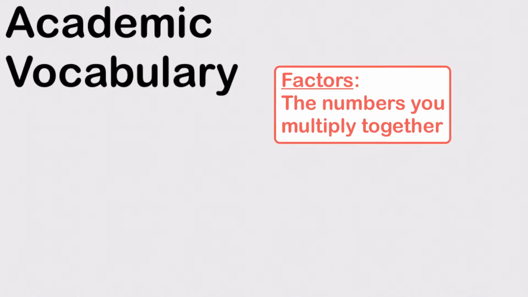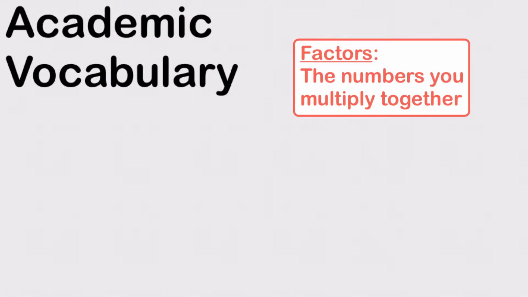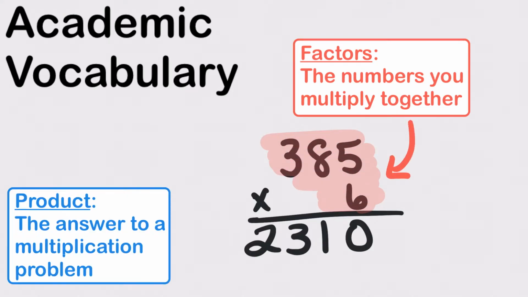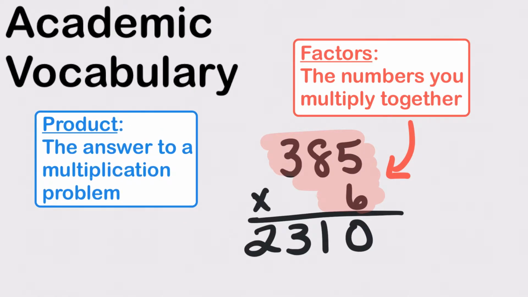First, we have factors, and those are the numbers that you multiply together. So in this example, these would be the factors. And our other word is product. And that's the answer to a multiplication problem. So in our example there, this would be the product.